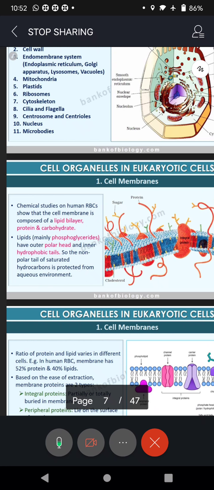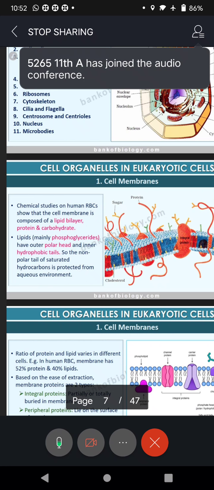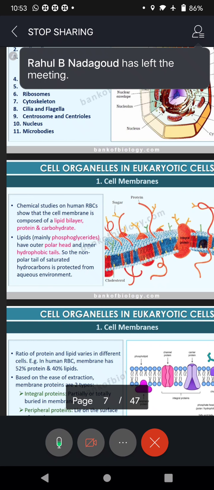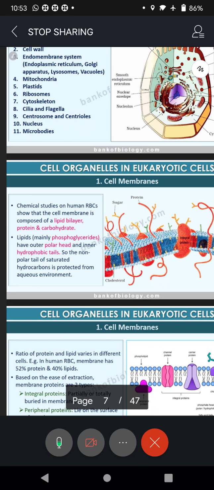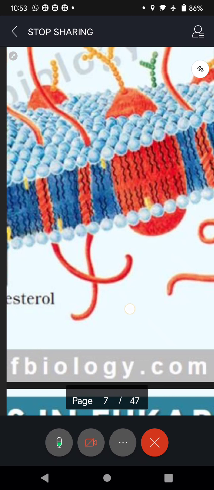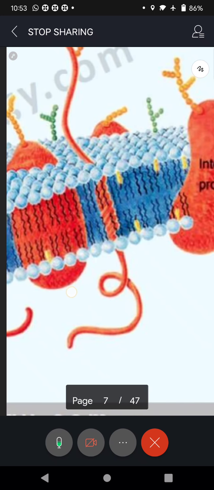And what is it made up of? It is made up of 2 substances, that is, fats and proteins. Of course, some sugar molecules also will be there, carbohydrates. So basically, the plasma membrane is made up of 3 substances: carbohydrates, proteins and lipids. Lipids means fats. And when we say lipids, which is fats, there will be 2 layers of fats. Let me expand this. Yeah, you can see here presence of 2 layers of fats, which is just like a spring.